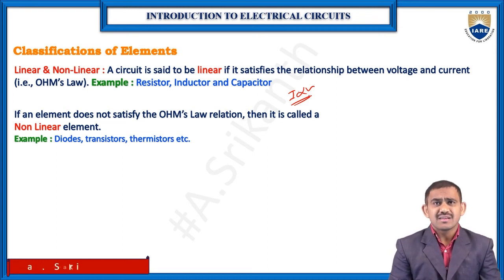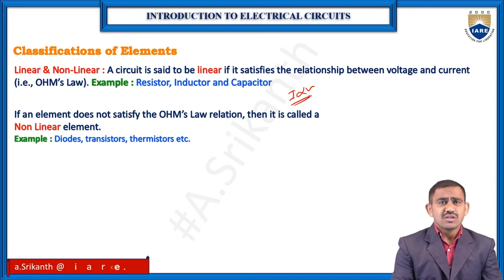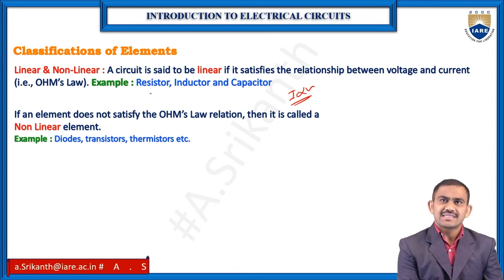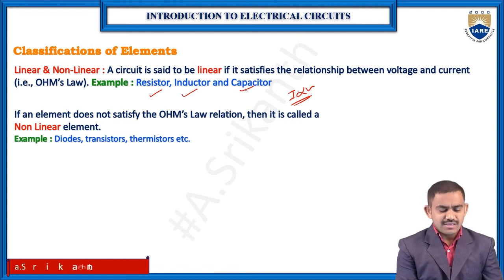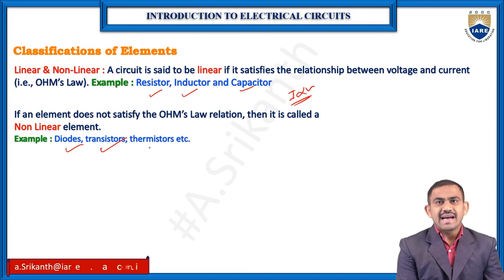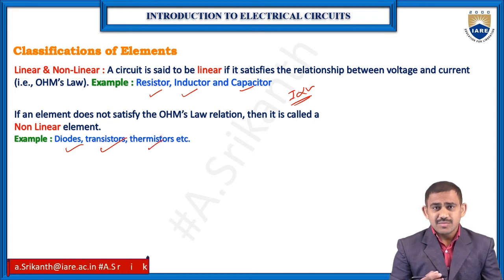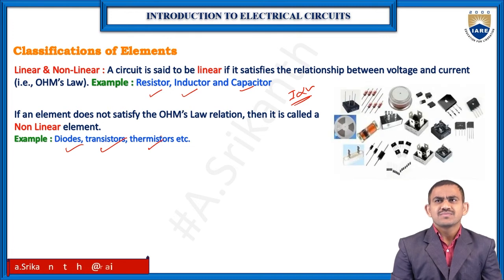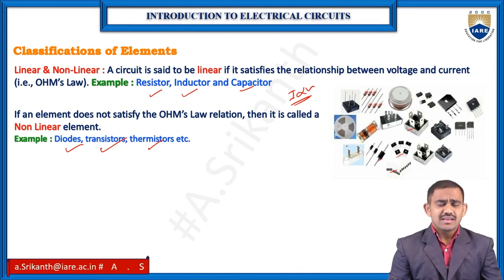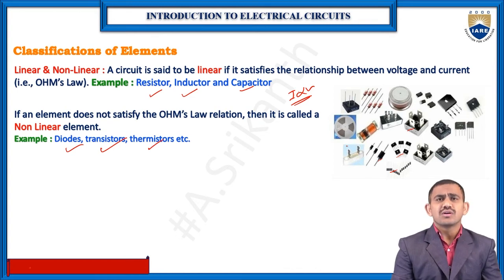And just observe the example also. Linear elements are again resistor, inductor, and capacitor. Coming to non-linear: diode, transistor, IGBTs. You can observe those pictures also here. So, diodes, transistors, again diodes, IGBTs, MOSFETs. All those things are non-linear elements. Okay, linear and non-linear.